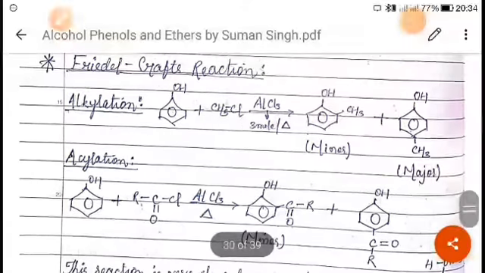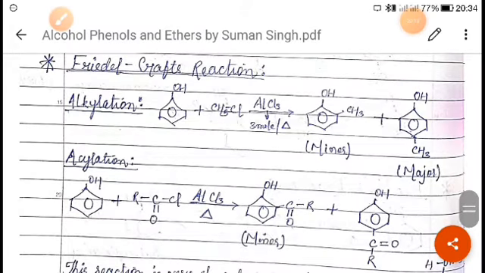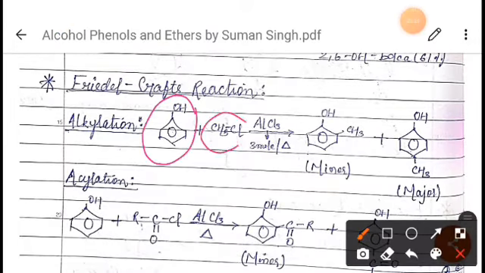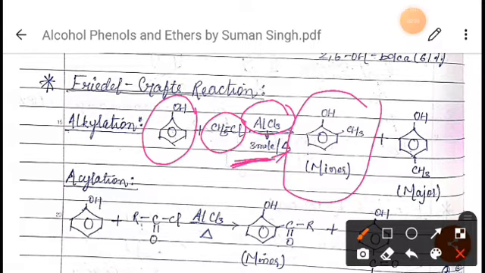In the Friedel-Crafts reaction, there will be two types. One will be alkylation, and another one will be acylation. In alkylation, what is happening here? You can see we are taking phenol and CH3Cl in the presence of AlCl3. It should be 3 mole. And when you heat this, you will get this minor product, and here you will get the major product.